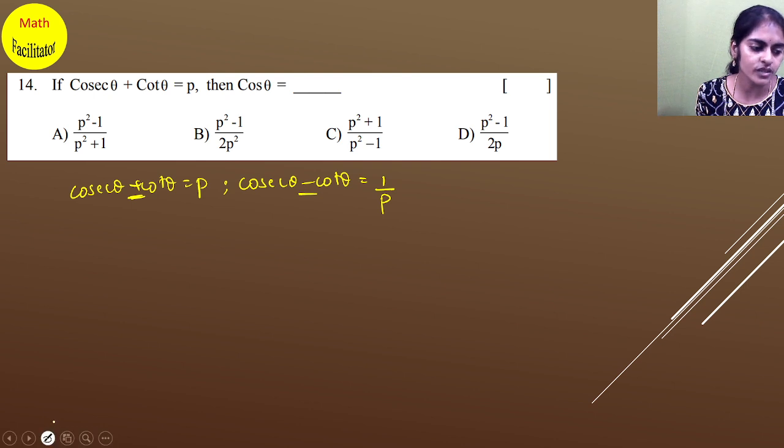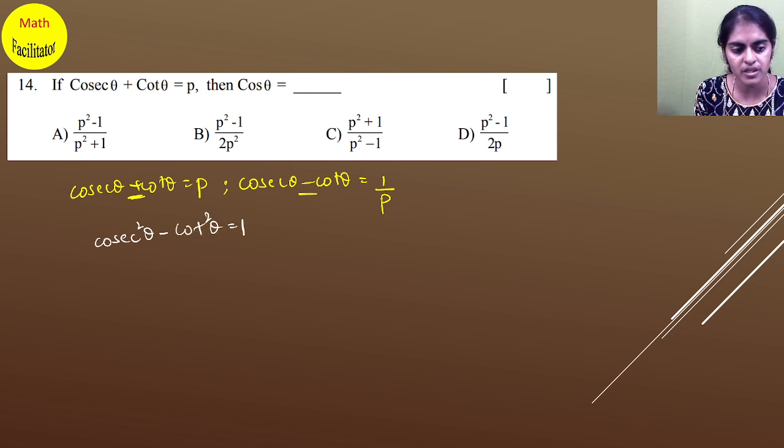How are we going to do this? You don't have to do it in the exam, just for your explanation I am writing. Cosecant square theta minus cot square theta is 1, you have the identity, isn't it? This is like a square minus b square. Let me write it as a plus b into a minus b.